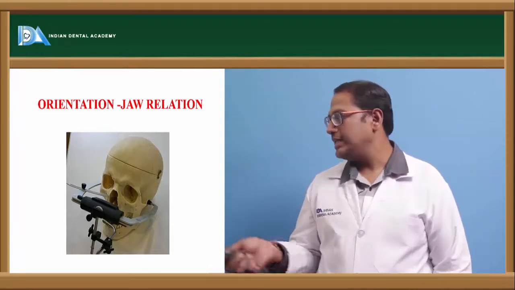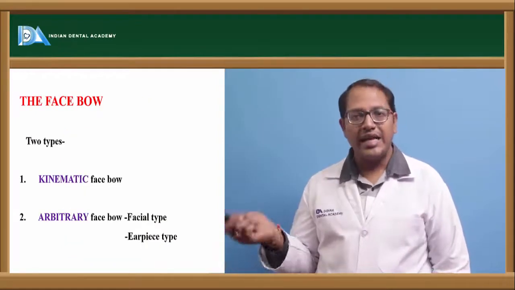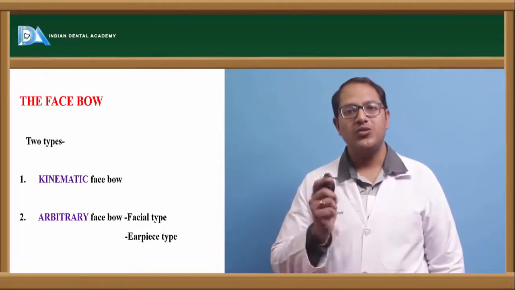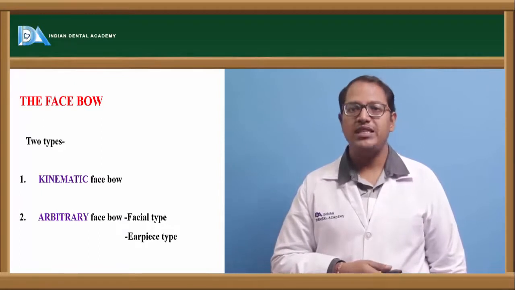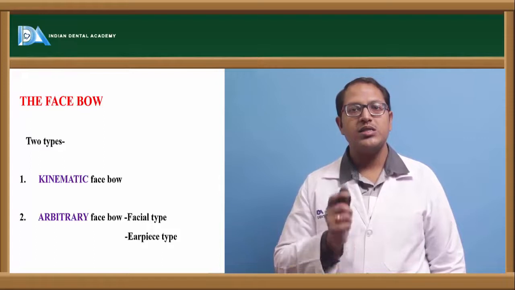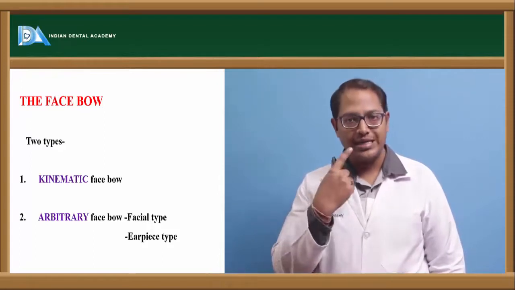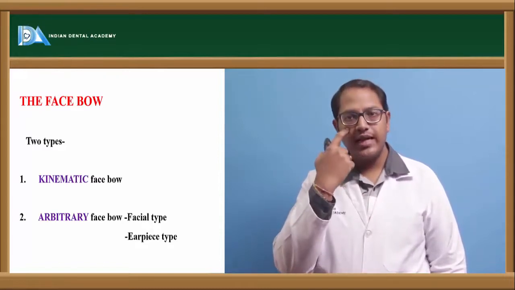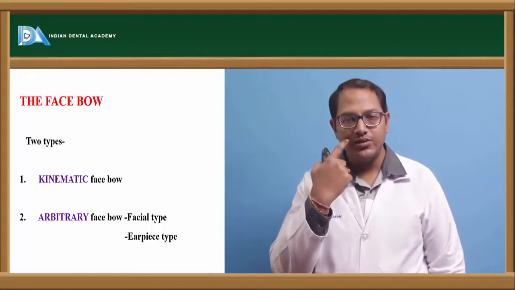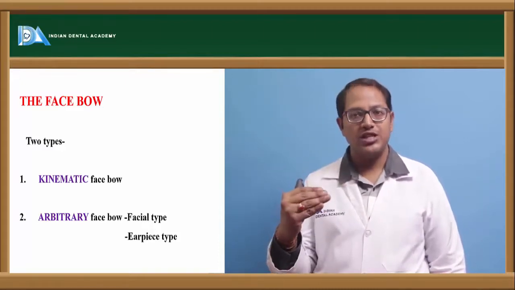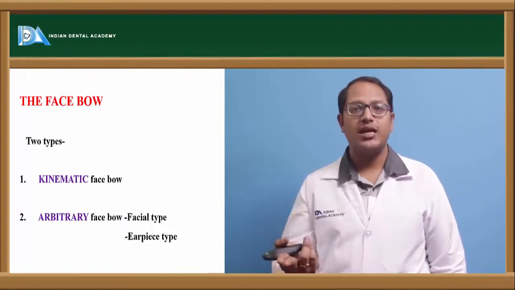We will do that with the help of a caliper-like device which is called a face bow. So what is a face bow? A face bow is defined according to GPT-8 as a caliper-like instrument which records the spatial relationship of the maxilla to the base of the skull with a fixed reference point. It has to have some reference point with that of the base of the skull, and that reference point and this particular relationship is to be transferred into the articulator.